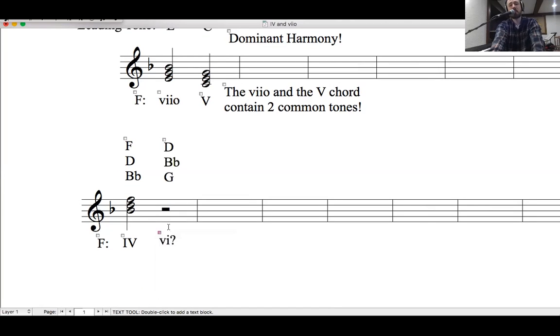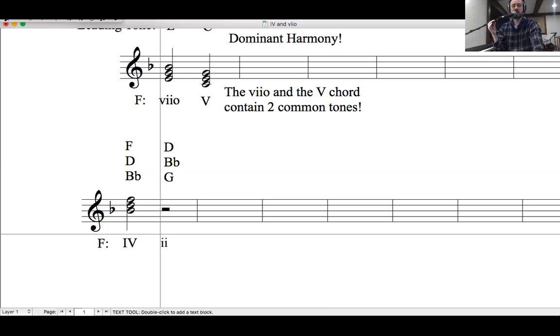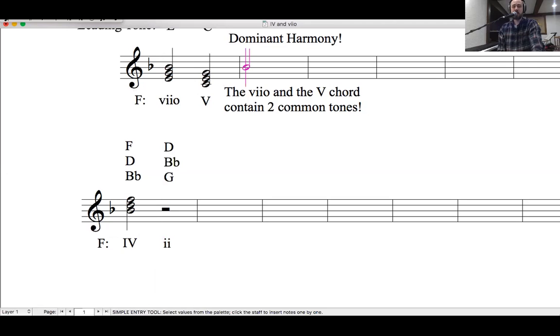Is G an important Roman numeral in F major? What would G be in F? Well, it would be 2. And 2 is certainly much stronger than 6 was. What function would we give 2? Well, I'll write our notes down here. Well, we call 2 a predominant chord, right? So these are both predominant chords because they share those common tones. And again, they both have B flat and D, so they both have those two notes.